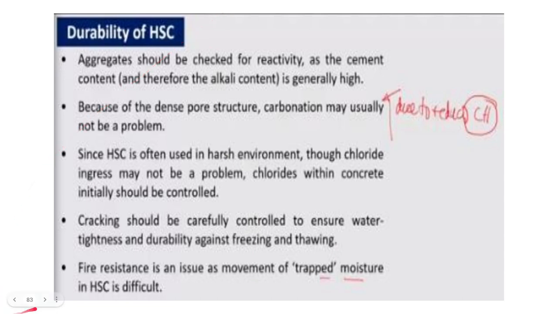Now let us go to the durability factors. For durability of HSC, aggregates should be checked for reactivity, as the cement content and therefore the alkali content is generally very high. The cement content, which contains calcium, is again an alkali and is very high, so there is a chance of alkali aggregate reaction, AAR. Because of the dense pore structure, carbonation may usually not be a problem, because the density is more, so intrusion will be less.